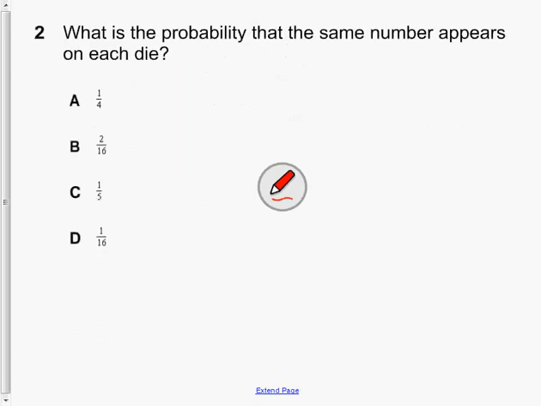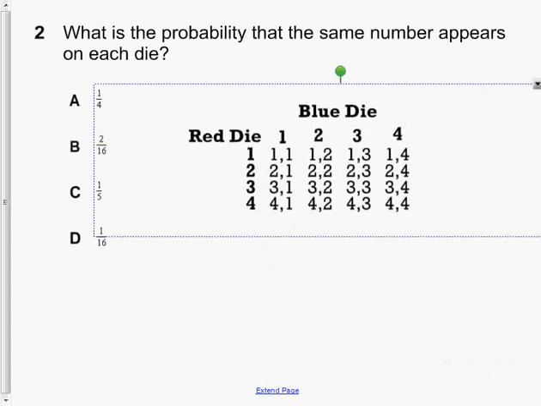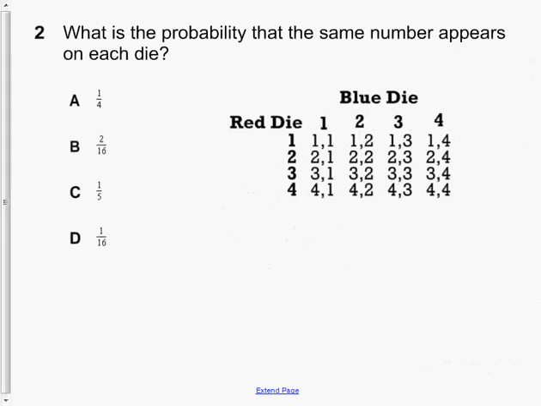In the second question, it says, what's the probability that the same number appears on both dice? So I'm going to take this table again. I'm going to paste it. I'm going to say, what is the probability that the same number appears on each dice? So there is one question, I'll move this over here, that both numbers have the same, 1 and 1. That's 2 and 2. That's 3 and 3. And that's 4 and 4.